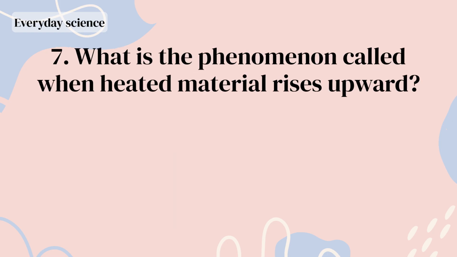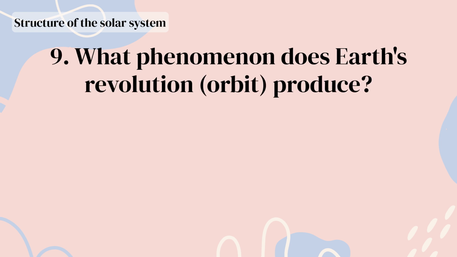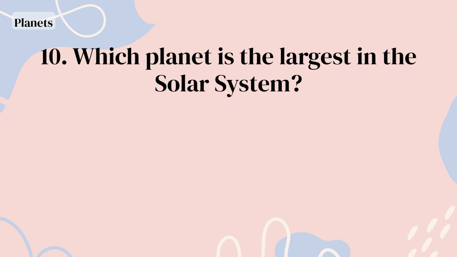What is the phenomenon called when heated material rises upward? Convection. What phenomenon does Earth's rotation produce? Day and night. What phenomenon does Earth's revolution, orbit, produce? Seasonal changes. Which planet is the largest in the solar system?